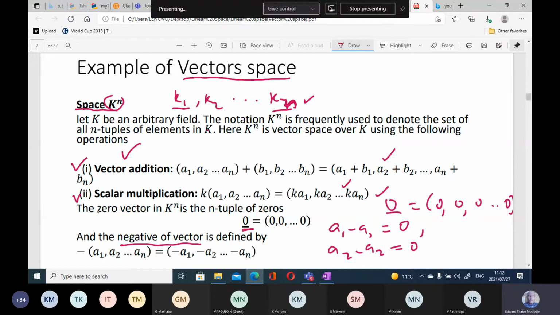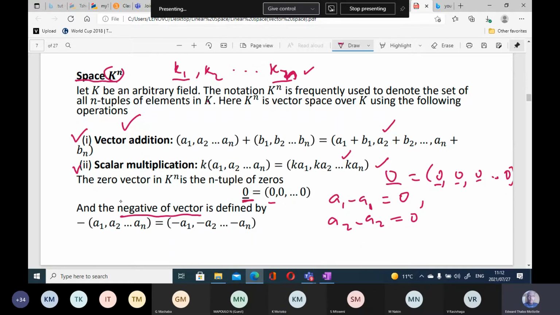Then we must also show that there is a zero vector in k to the power n. So here I was just highlighting how you can get a zero vector. You can see that a1 minus a1 will give you 0. So those values will be 0, 0, 0, 0. So this is a zero vector there. Okay. So they also say that the negative vector is defined by this, which is what I've used, the additive inverse, to get a 0. Okay. So doing this will have shown that k to the power n is a vector space.